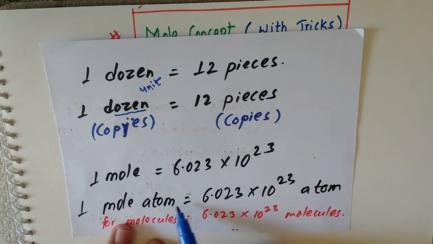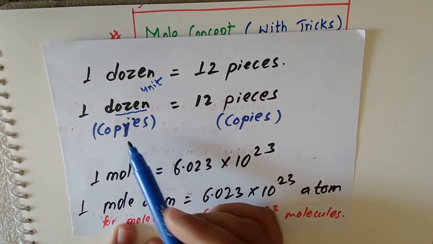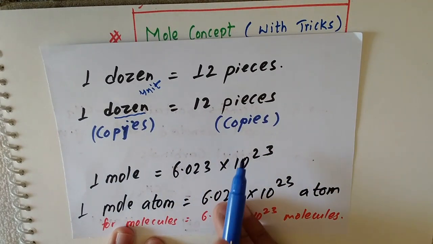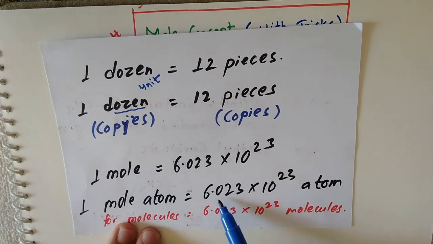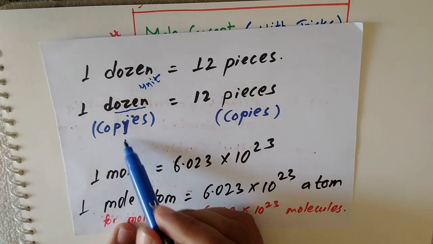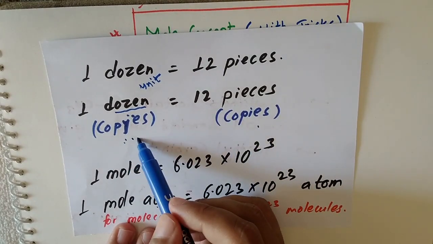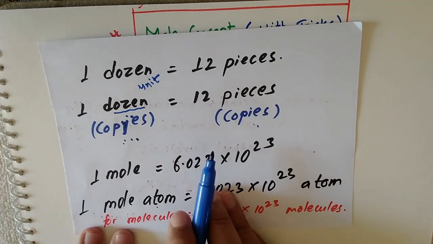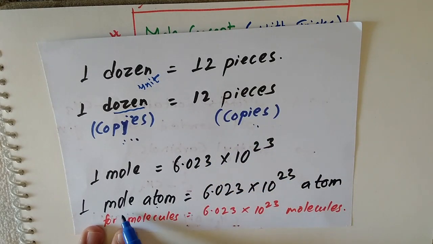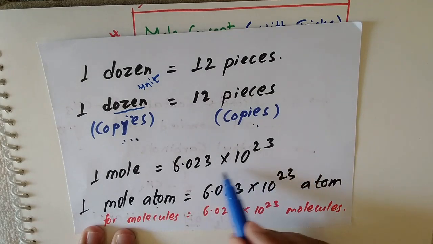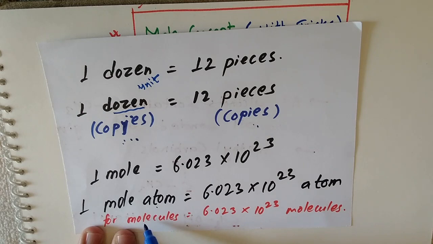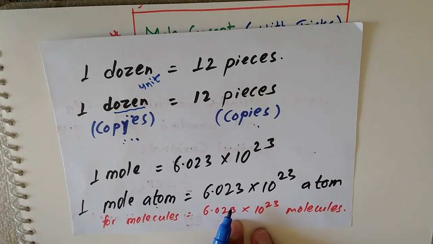Like 1 dozen copies means 12 copies, similarly, 1 mole of atoms means 6.023 into 10 to the power 23 atoms. For 1 mole of molecules, there are 6.023 into 10 to the power 23 molecules. It means 1 mole of atoms contains this number of atoms, and 1 mole of molecules contains this number of molecules, that is, Avogadro's number of molecules.